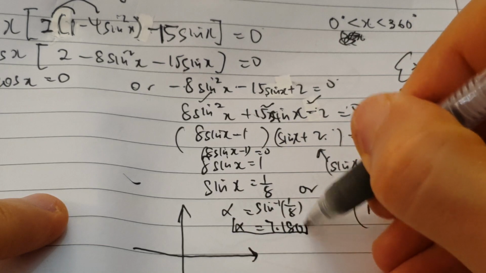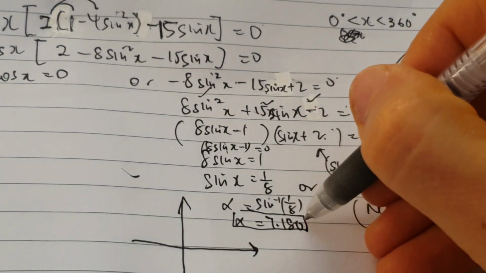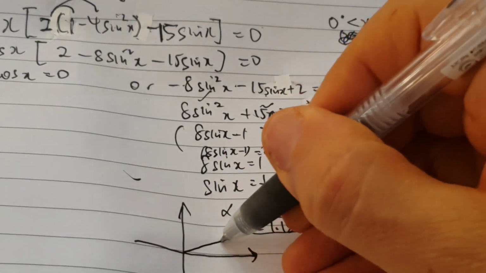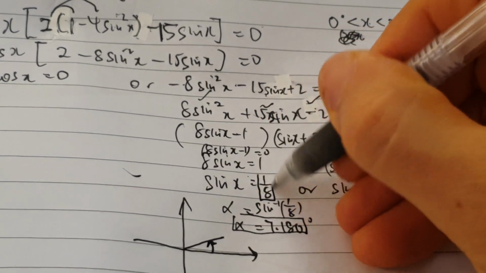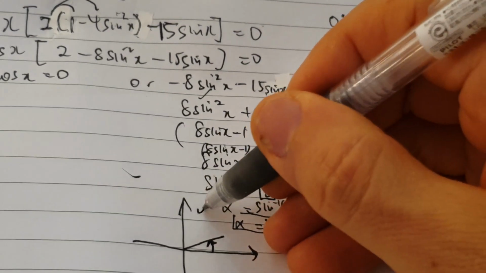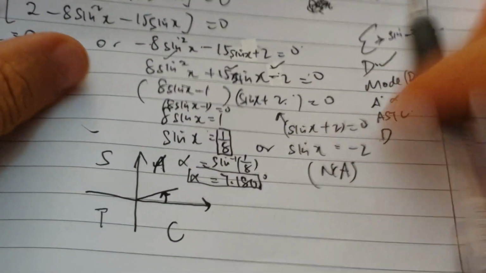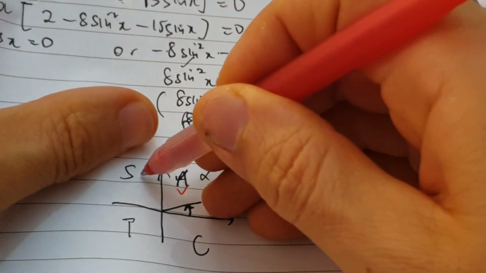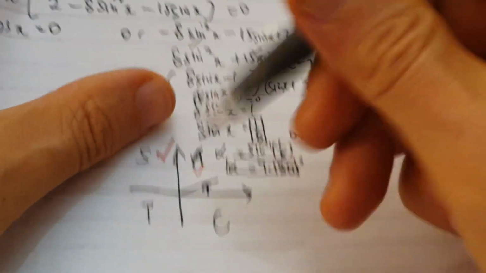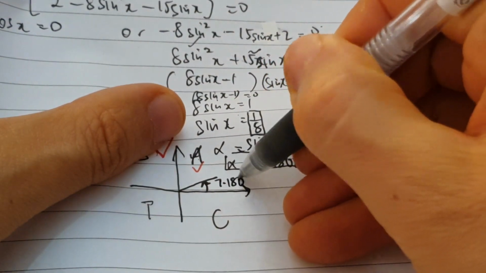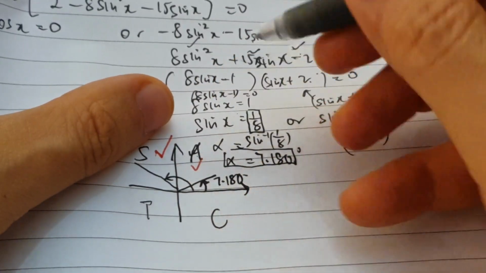So that's my alpha. I box it up. Now, what does this 7.18 something mean? It's a degree. It's a very small degree, and your sine, you want it to be positive, right? So the ASTC, this is acceptable. You want it to be positive. This second one, also you want it. So this is 7.180. This other side here should be 180 minus 7.180, right?